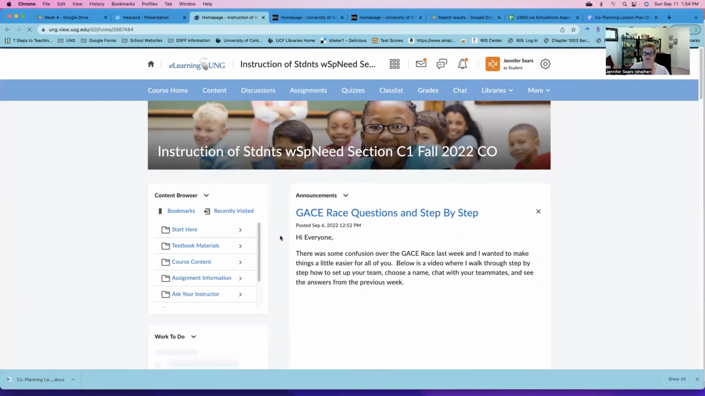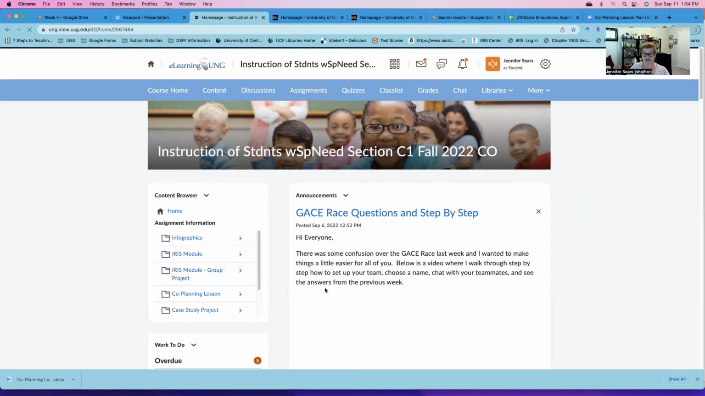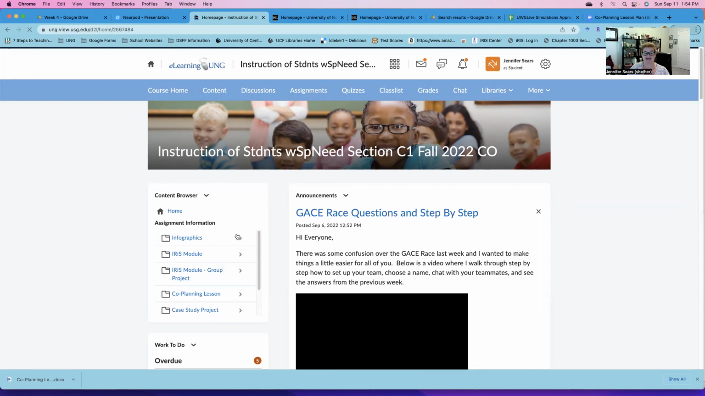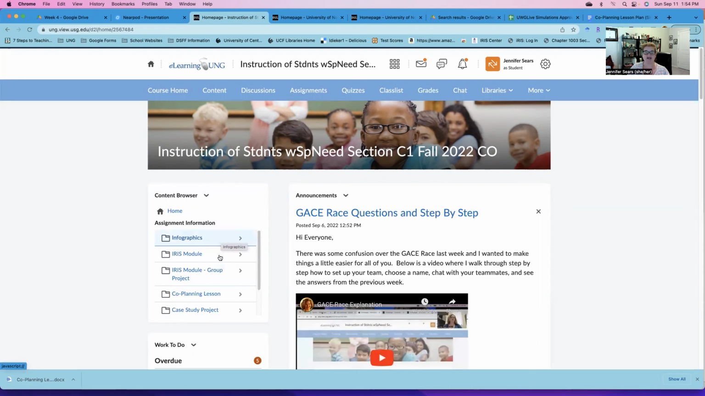So this is in student view, but do you see right here where it says assignment information? All right, I'm going to annotate this for you. See right here, it says assignment information. That's where you're going to get all of the information about your big assignments. So you see infographics, there's information there. Iris module, that's the first one that's due today. Group project, co-planning lesson, your case study project, the key assessment, and the Bitmoji classroom. But today I'm going to go over the co-planning lesson with all of you.